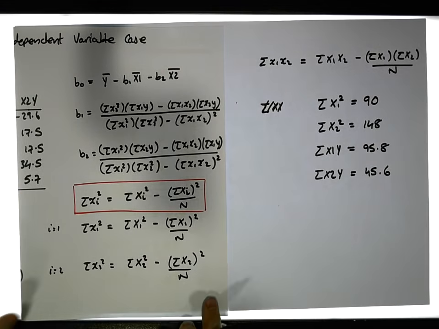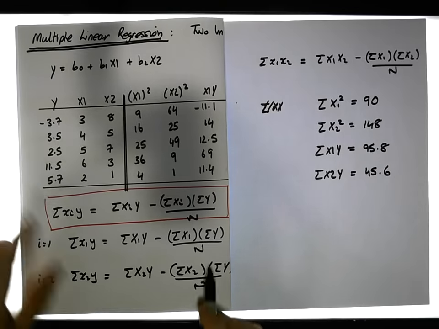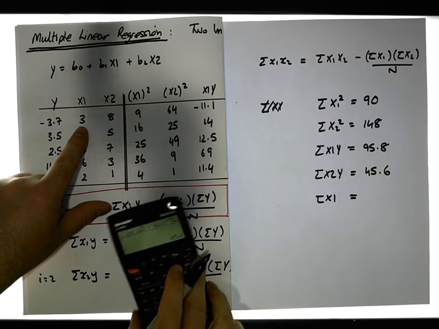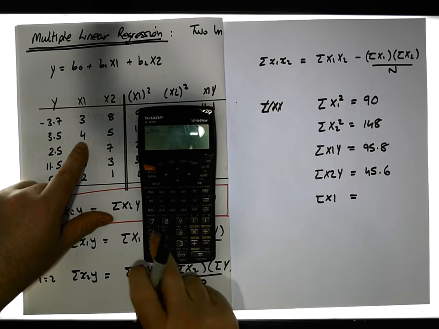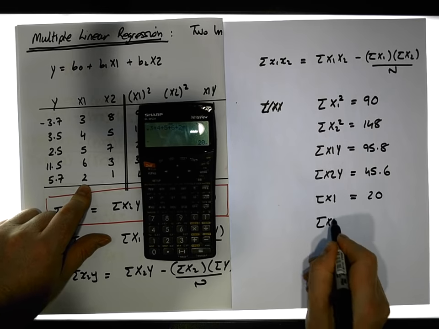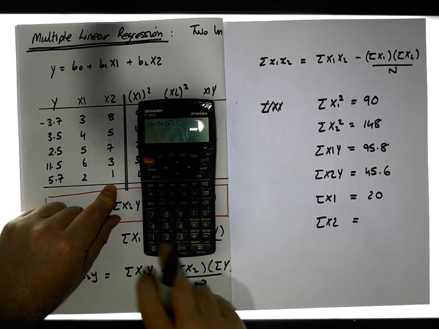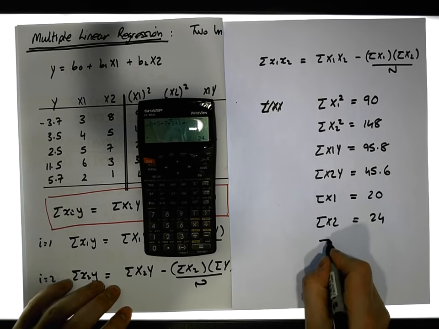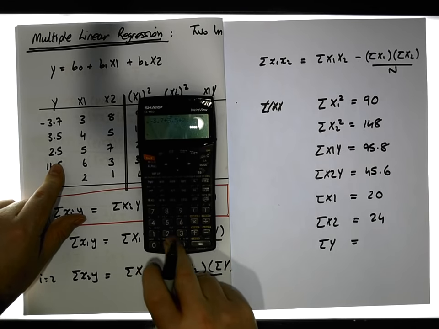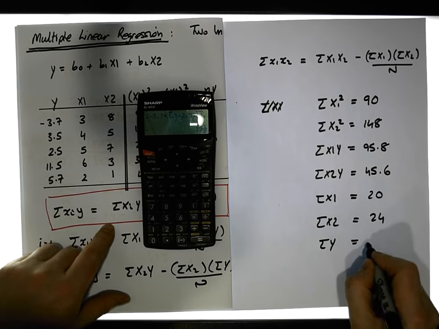Okay, what else do we need here? Well, we're going to need other things. We're going to need the sum of the x1 values, the sum of the x2 values, and we're also going to need the sum of the y values. So we need the sums of our independent variables. So the sum of the x1s is equal to 3 plus 4 plus 5 plus 6 plus 2, which gives us a value of 20. We need a sum of the x2 values. We have 8 plus 5 plus 7 plus 3 plus 1 gives us a value of 24. And finally, we need a sum of the y values. So we have minus 3.7 plus 3.5 plus 2.5 plus 11.5 plus 5.7, which gives us a sum of the y's equal to 19.5.